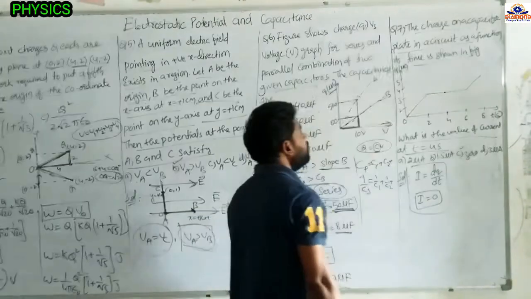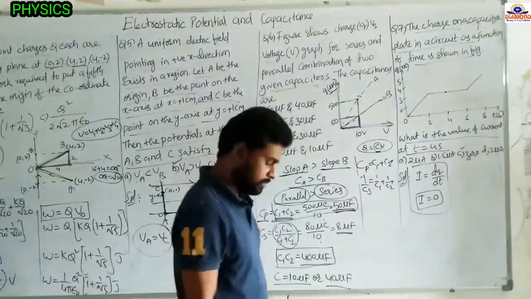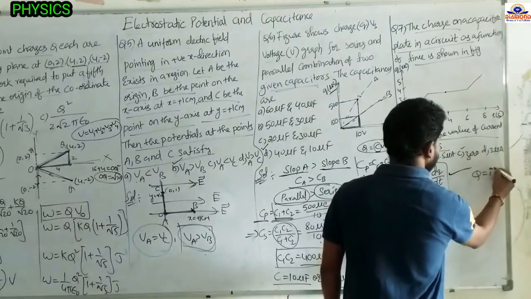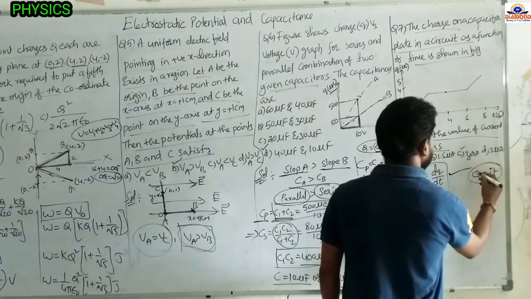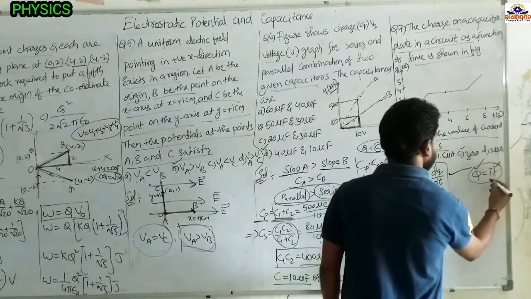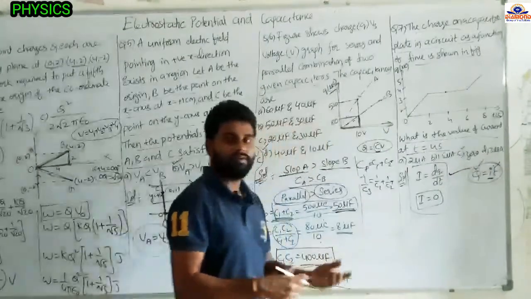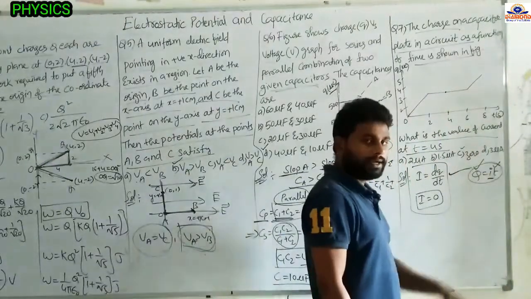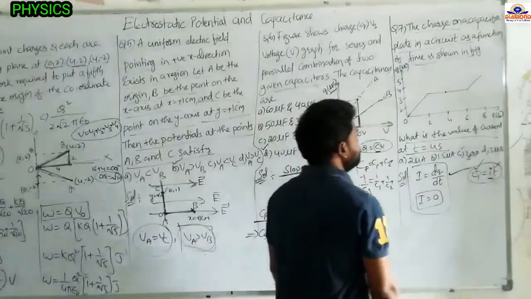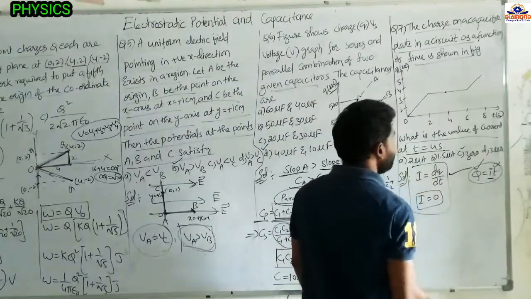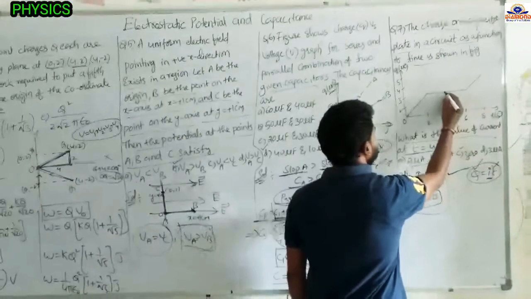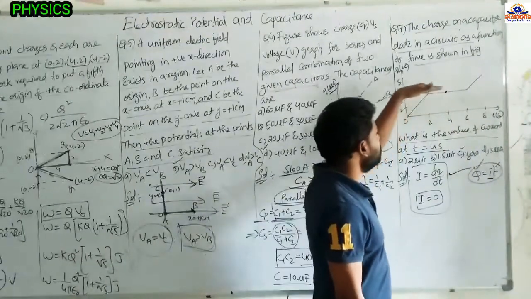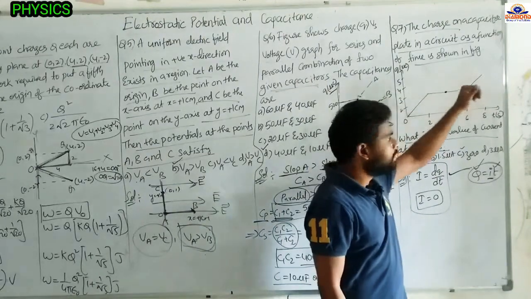So now, the current passing, we have to write the formula for current first. I equal to dq by dt, or q equal to it, we will write now. So if we draw the graph between the charge and the time, we will get the current from the slope. If we find the slope of this graph, we will get the current at that time. They are asking what is the value of the current at 4 seconds. At 4 seconds, at this place, we have to find the current.